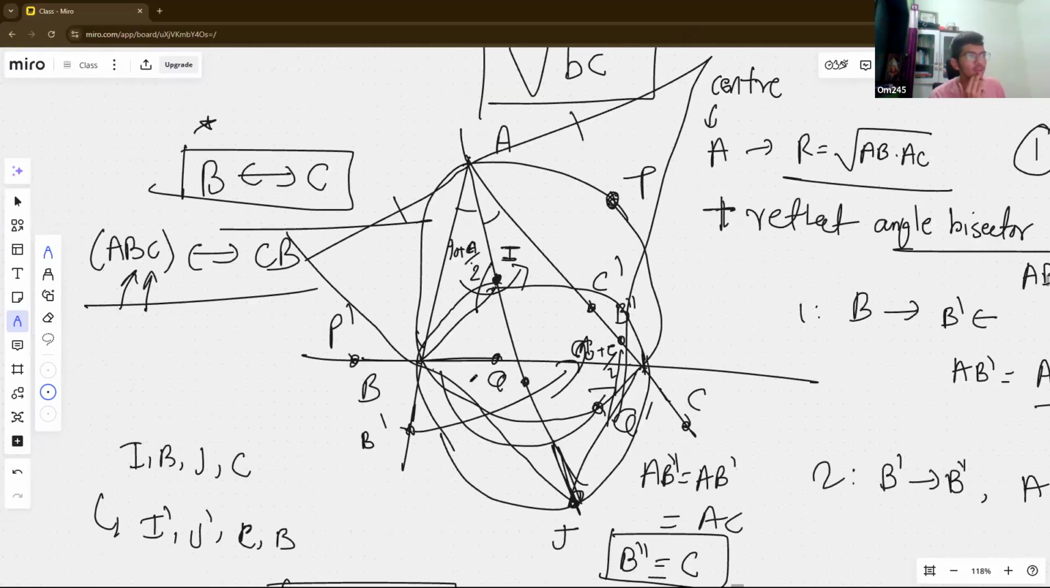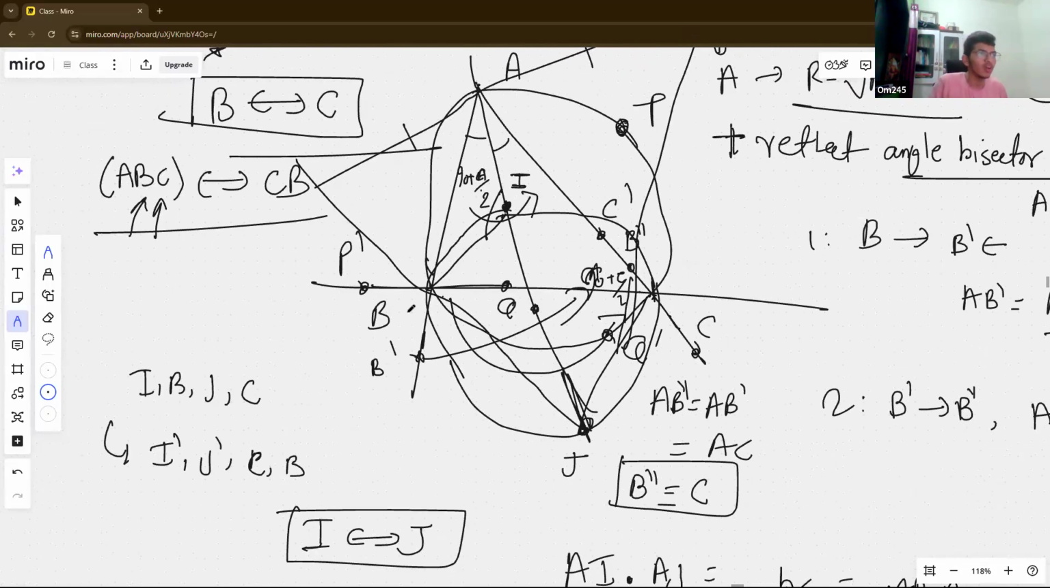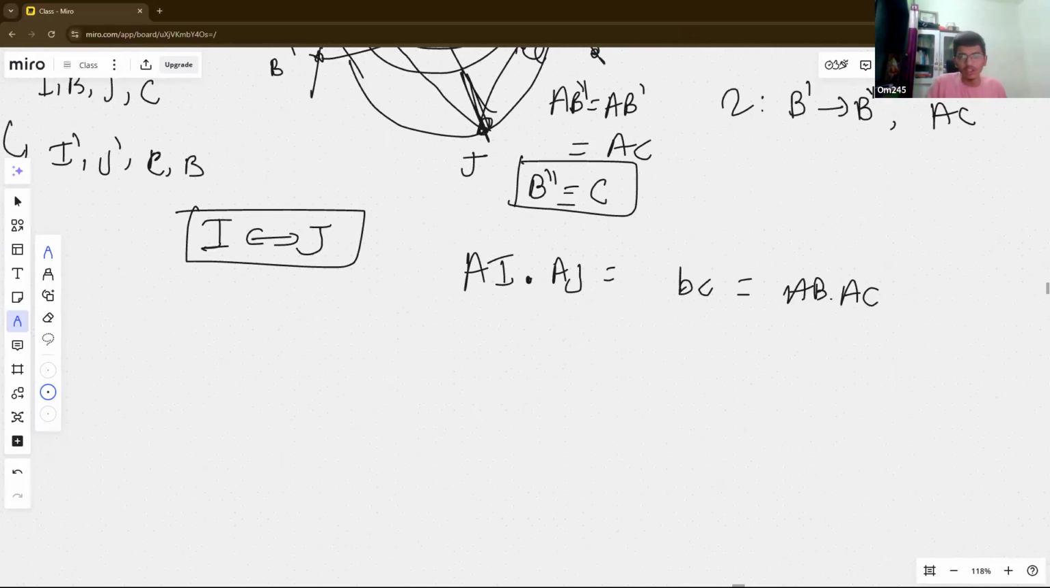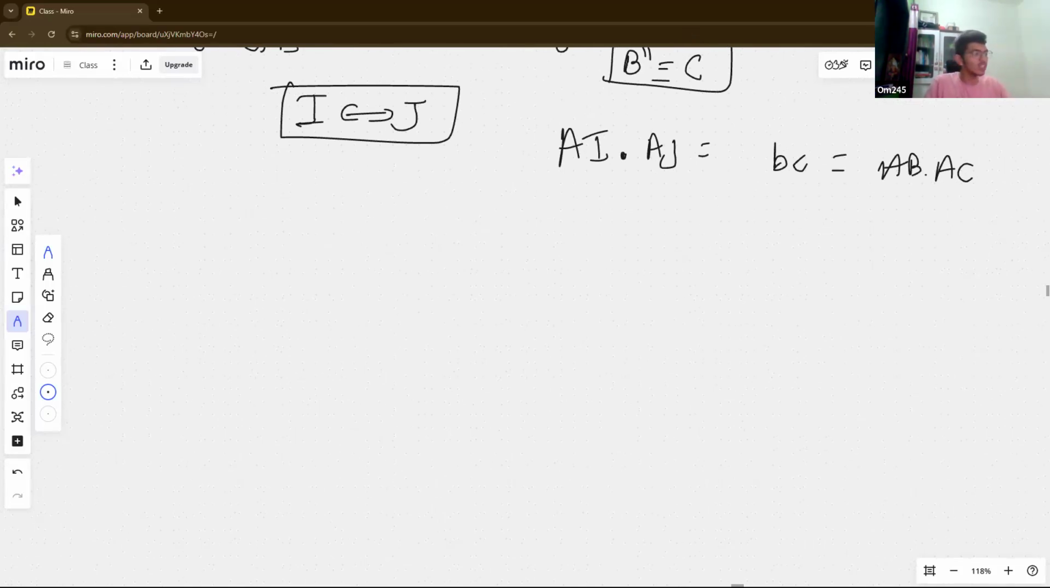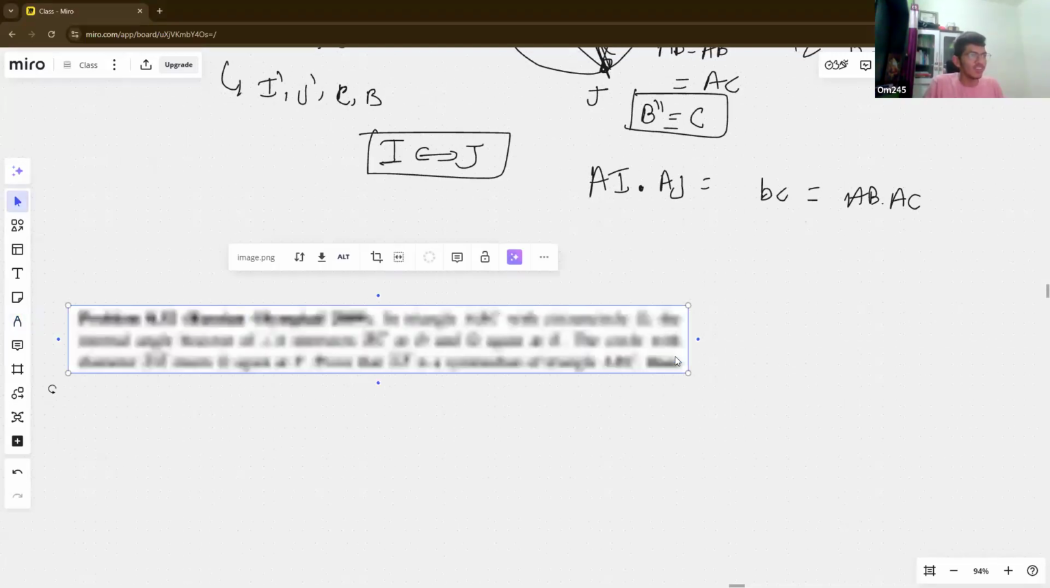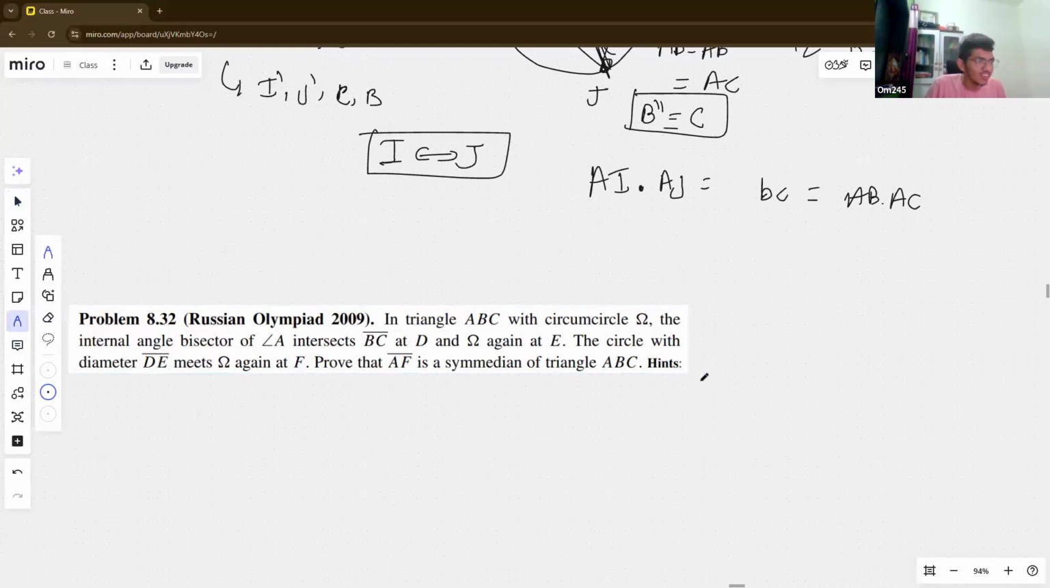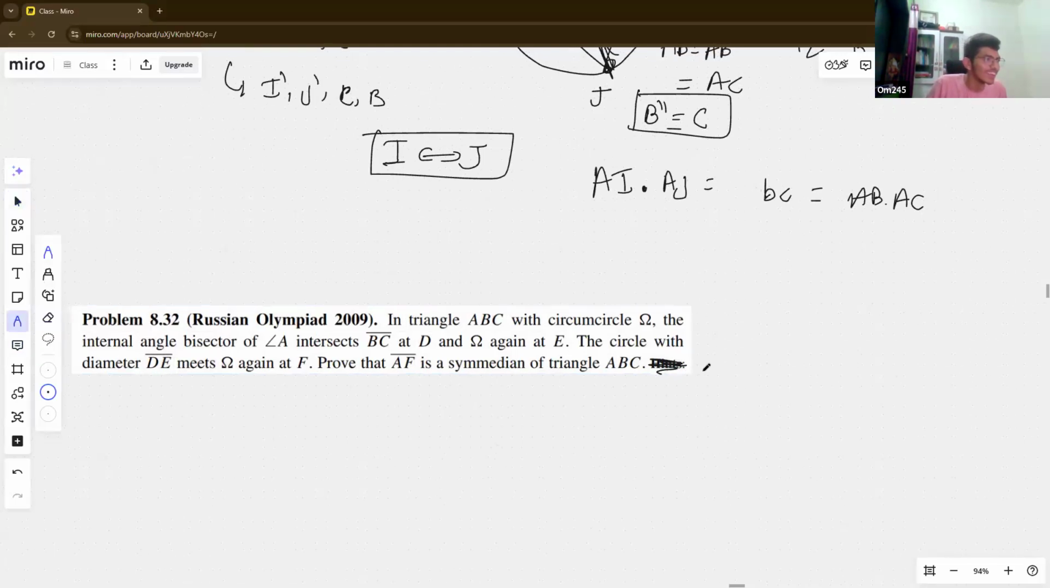Okay, now what we can cover is one nice problem on root BC inversion. Remember, root BC inversion means we do inversion and then we use reflection. Let's try this problem.